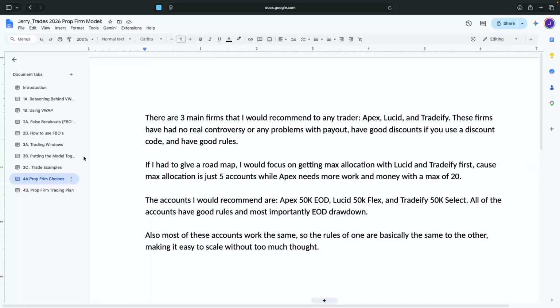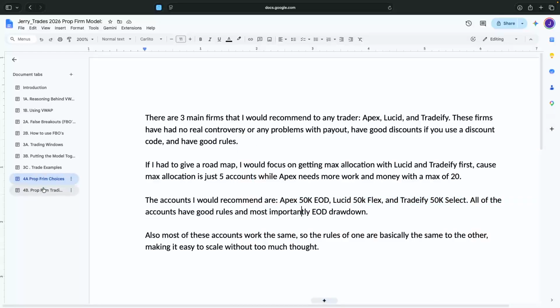As you can see here, this is my prop firm choices. So there's three main firms I recommend, which is Apex, Lucid, and Tradeify. If I had to give a roadmap, I'll probably do Lucid and Tradeify first because their max allocation is only 50K, so it's pretty easy to get that. But with Apex, it's 20 accounts, so you need more money, which is why you get Lucid and Tradeify first, because you just pay out money with that to fund Apex. And then these are the accounts I recommend.